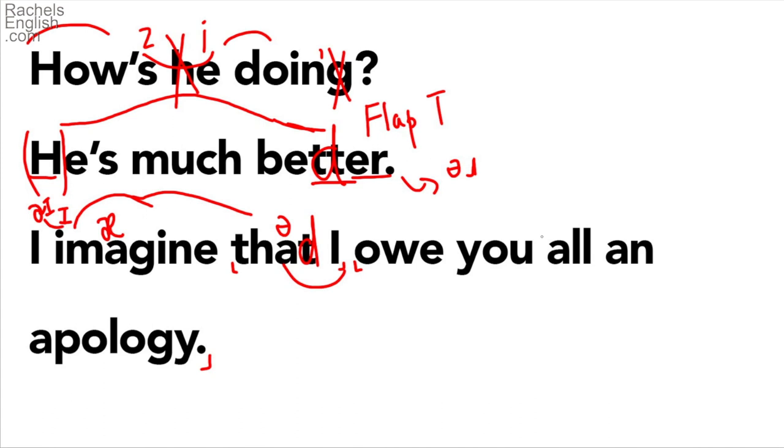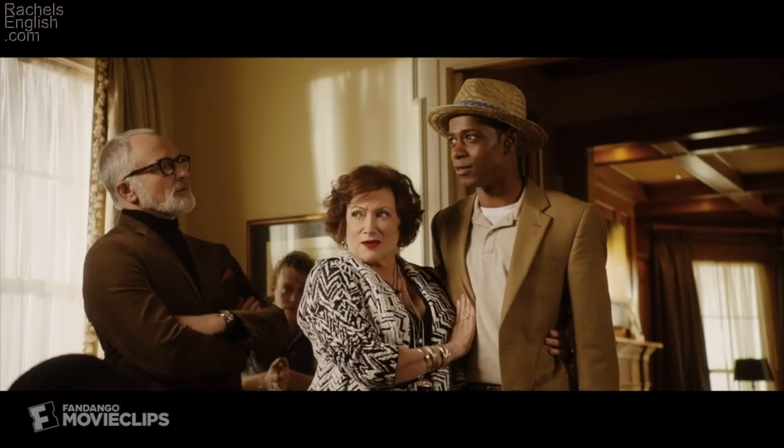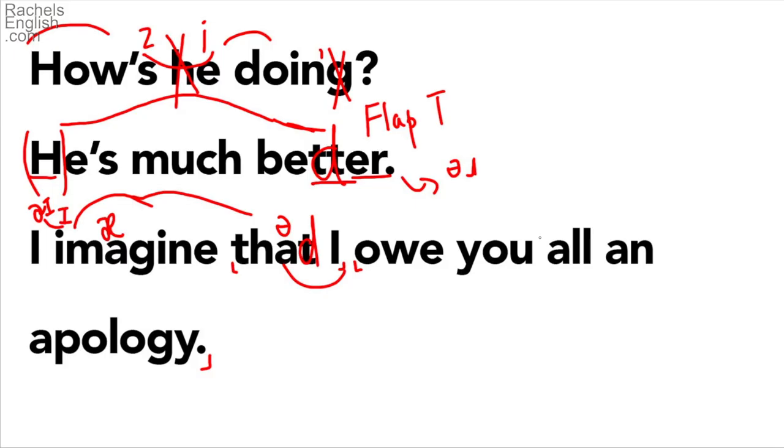Da da da da da da da da. You could dance to that, couldn't you? Owe you all an apology? I love exploring that, and that really helps us find the stress. When we listen on a loop, I think it really makes the stress super obvious. Owe and Paul are two stressed, longer, up-down shape syllables there.